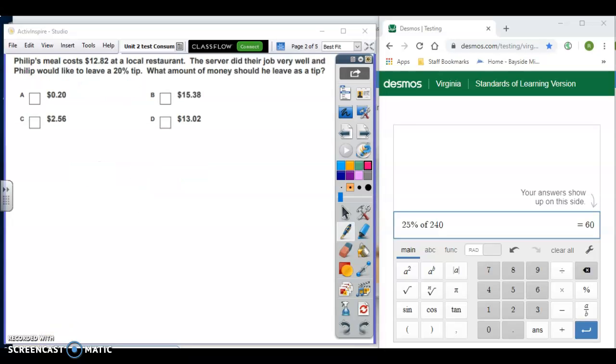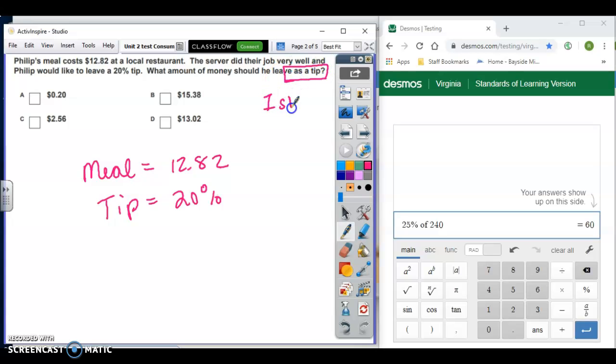Question number 5. Philip's meal costs $12.82 at a local restaurant. The server did their job very well, and Philip would like to leave a 20% tip. What amount of money should he leave as a tip? So this is going to be a one-step because it just asks you for how much would he leave as a tip. So once again, we need to figure out what is 20% of $12.82. So we're going to end up multiplying these things together.